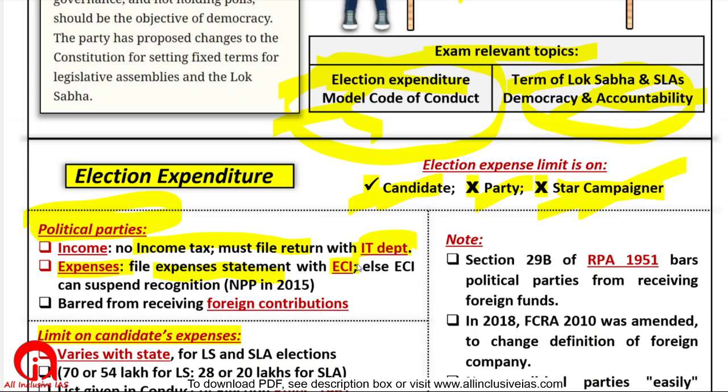In case a party fails to file this expense statement, ECI can suspend the recognition of the party. Like in 2015, the Election Commission suspended the recognition of the National People's Party. It is another thing that in 2019, this same party, NPP, became the 8th national party in India. What do you mean by recognition? Recognition simply means that a party is recognized either as a national party or as a state party.